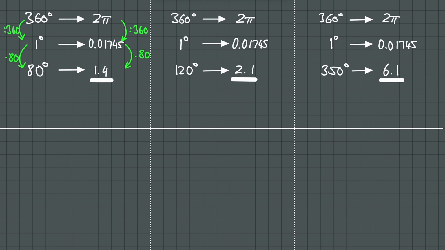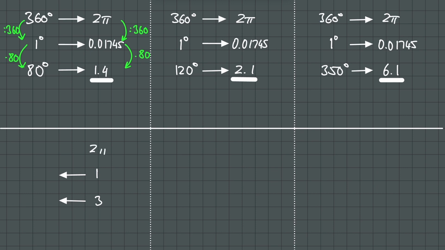Let's do the opposite and convert from radians to degrees. Let's say we have 3 radians. How can we convert this to degrees? In the previous examples, when converting from degrees to radians, we first calculated what 1 degree is. In this and the following 2 examples, we are going to calculate what 1 radian is.